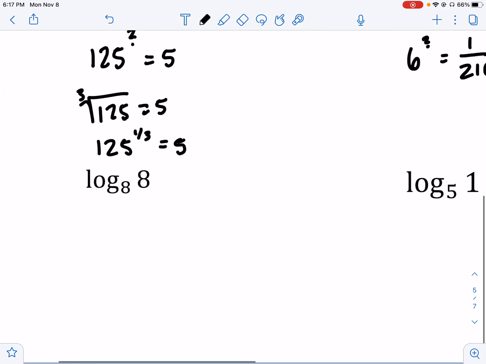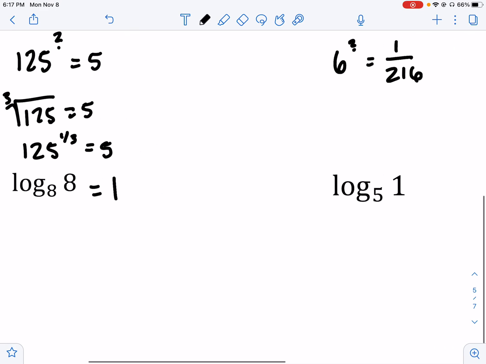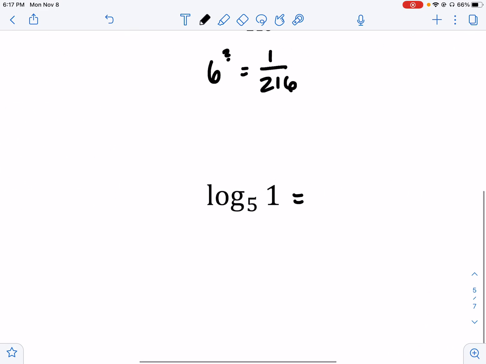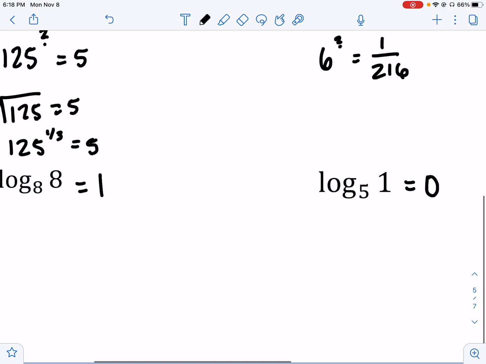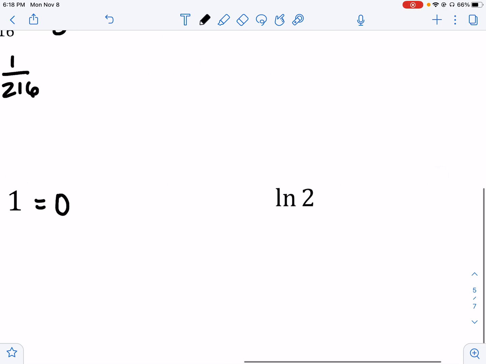All right. Oh, this was one of ours. We're saying 8 to the what equals 8? Well, we know that's just going to be the first power. Here we say 5 to the what equals 1. Well, we know that's the 0th power. And those two were two of our properties.